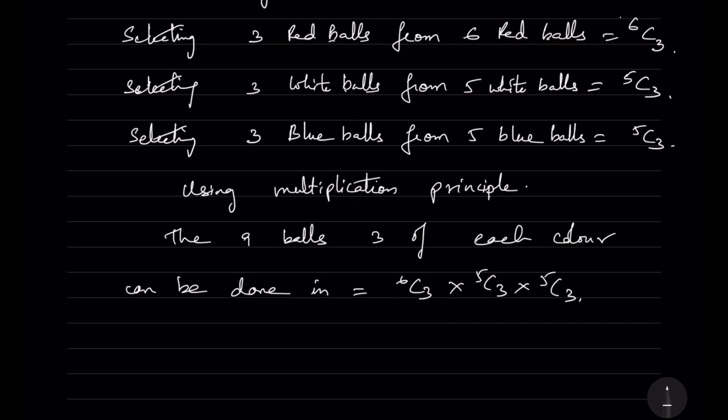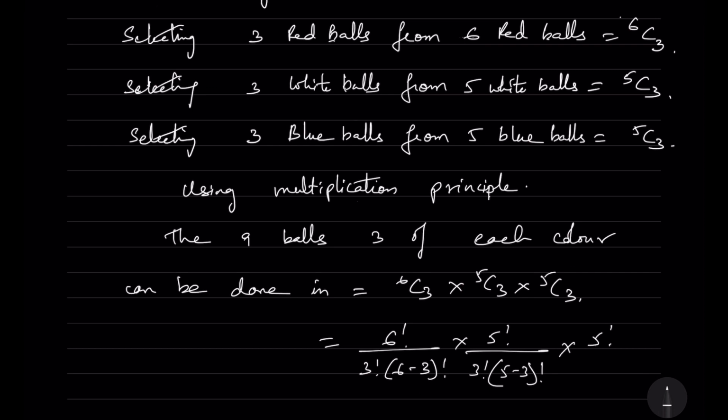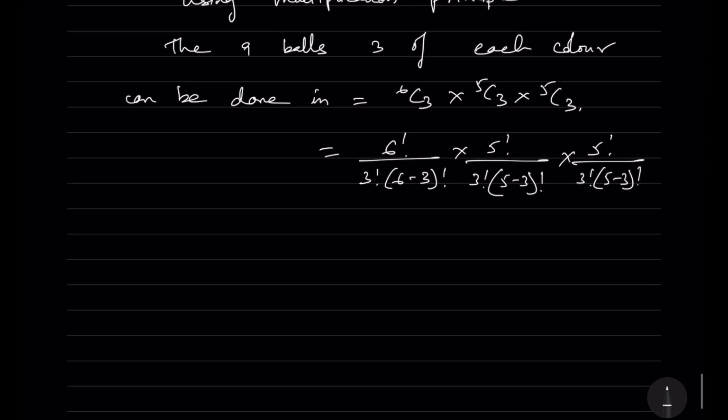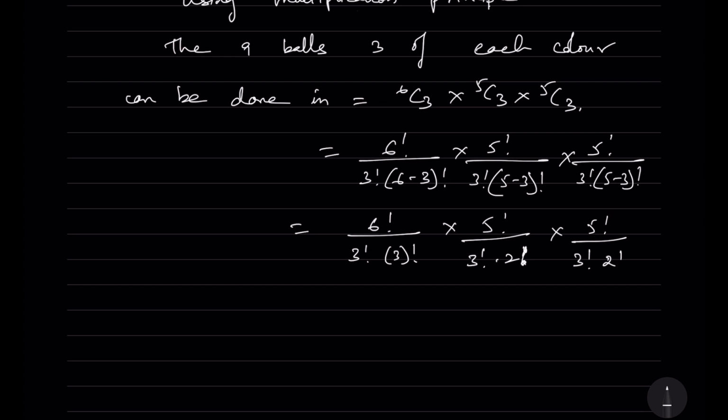So therefore you can write this as 6 factorial by 3 factorial into 6 minus 3 factorial, into 5 factorial by 3 factorial into 5 minus 3 factorial, into 5 factorial by 3 factorial into 5 minus 3 factorial. So now here we can just see what all we can cancel. First write down this: 6 factorial by 3 factorial into 3 factorial, into 5 factorial by 3 factorial into 2 factorial, into 5 factorial by 3 factorial into 2 factorial.